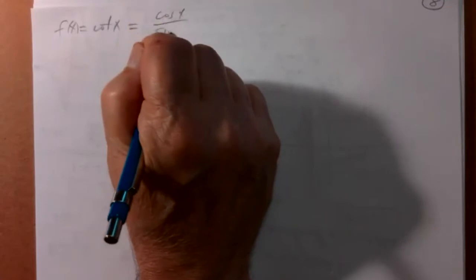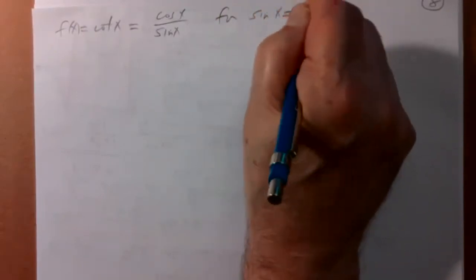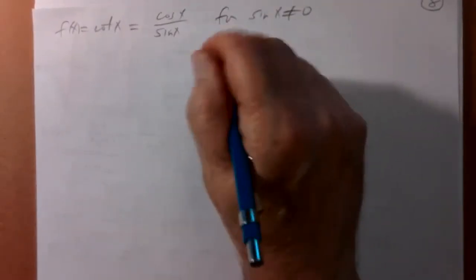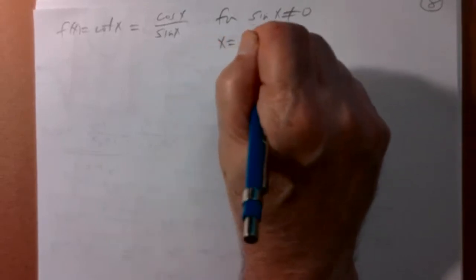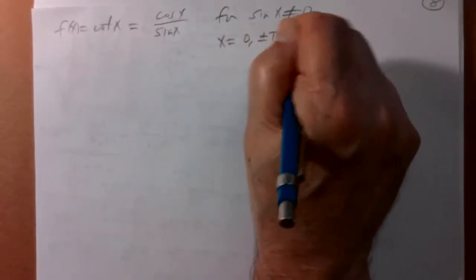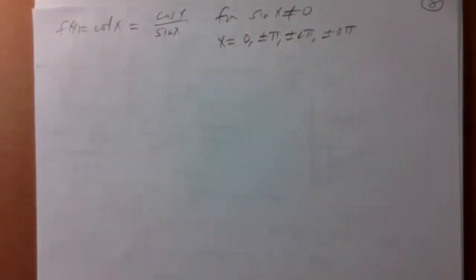f of x equals the cotangent of x. What is the cotangent? Cotangent is cosine over sine. So this is defined whenever sine of x is not 0. And when is sine of x equal to 0? When x is 0, plus or minus pi, plus or minus 2 pi, plus or minus 3 pi, and so forth.